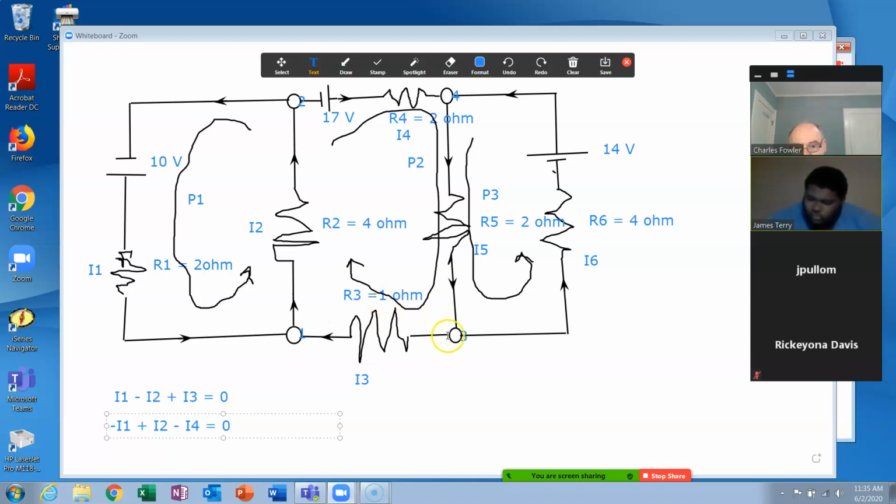Let's look at junction 3 now. In junction 3, you have I3, I5, and I6. I3 is leaving, so that's going to be a minus I3. Agreed? Yes, sir. Okay. Plus I5, because that's coming in.